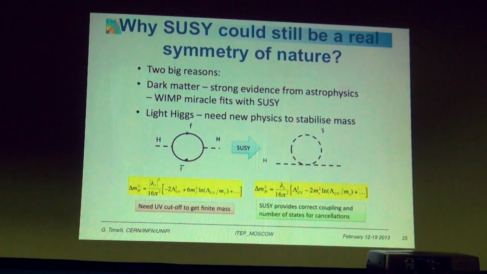And despite the fact that, as you will see, we don't have evidence for anomalies hinting at the presence of SUSY in our data, still the fact that SUSY provides a good candidate for dark matter, and the fact that we have discovered the Higgs and that it is light, means that in principle we could have new physics to stabilize its mass, and SUSY could provide a really nice way of cancelling the divergences. So it is really elegant in this respect. And still, there are good motivations to believe that nature could have chosen SUSY as a symmetry to be explored.